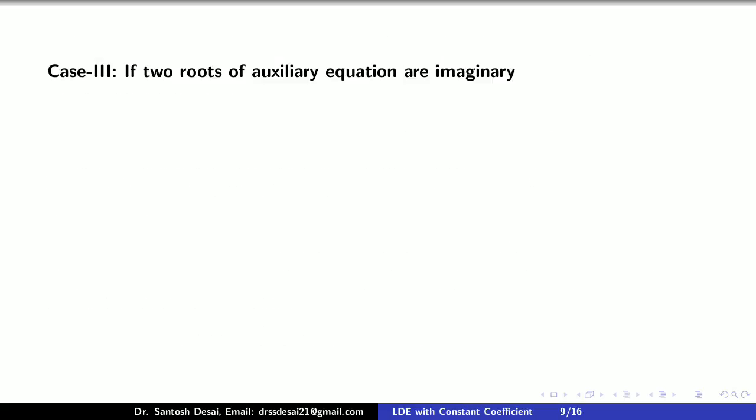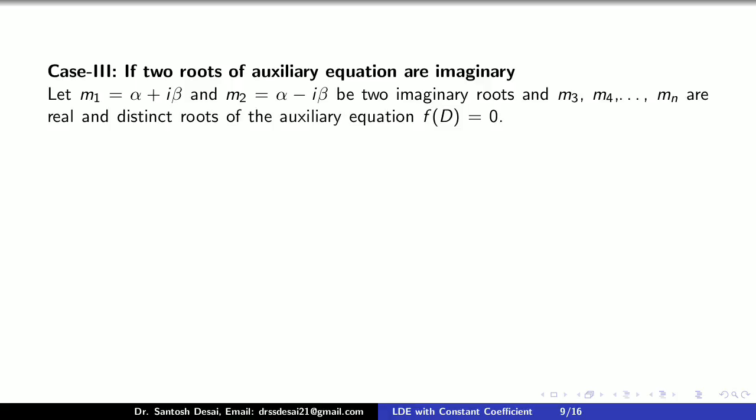Now let us consider case 3, if two roots of the auxiliary equation are imaginary, that is complex. So let us take m1 is equal to alpha plus i beta and m2 is equal to alpha minus i beta be two imaginary roots, and suppose m3, m4 and so on mn are real and distinct roots of the equation f of D is equal to 0.